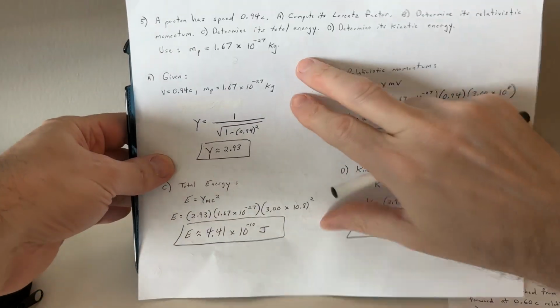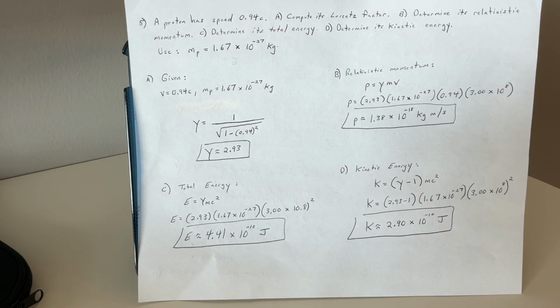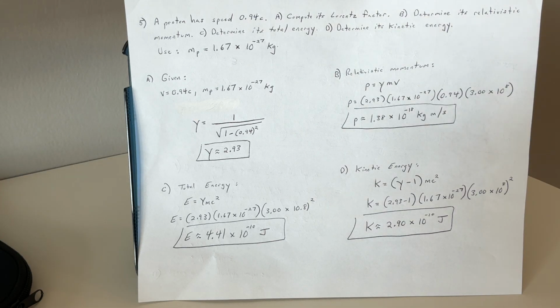Let's see what we have here. Okay, so for number 5, a proton has speed 0.94 c. Compute its Lorentz factor. So using the Lorentz formula, we're given v is 0.94 c, and m sub p is 1.67 times 10 to the negative 27 kilograms. Just substitute that in here. This would be gamma equals 1 over square root of 1 minus 0.94 squared. So our Lorentz factor is approximately 2.93.